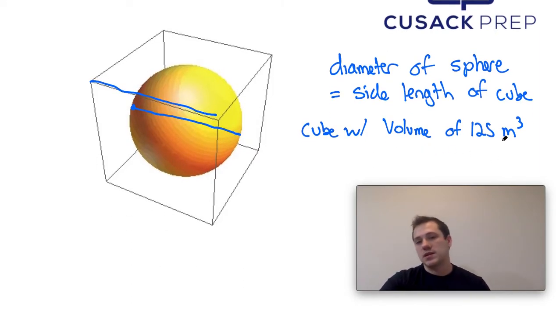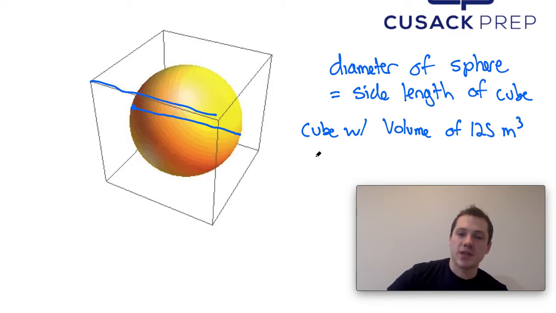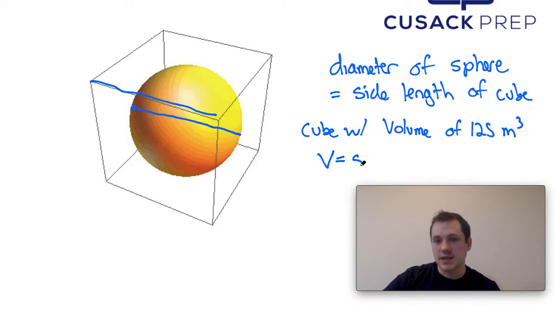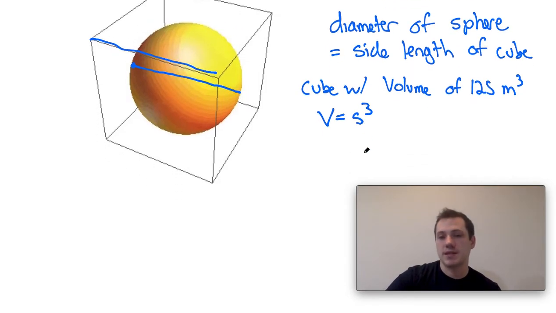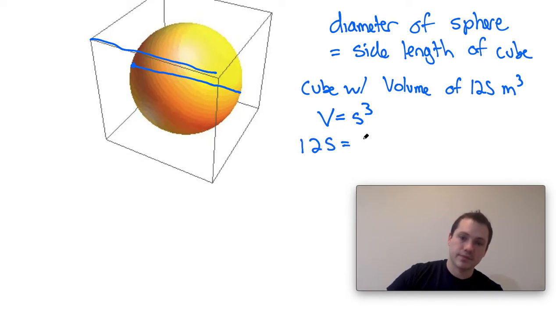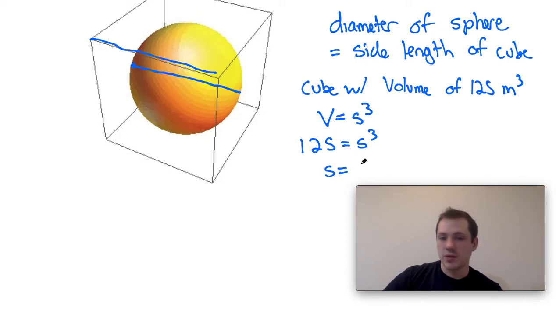Well, if we think about it a little bit, if the volume of the cube is 125 meters cubed, the volume of a cube is equal to length times width times height, as presented on the SAT, which is essentially side cubed because all the sides are the same. So we could say 125 is equal to side cubed. And that would tell us the side of the cube, each side, is going to be 5 meters. Now, if the side of the cube is 5 meters, we know that the diameter of the sphere is also 5 meters, which would mean that the radius of the sphere is going to be half of that, or 2.5 meters.